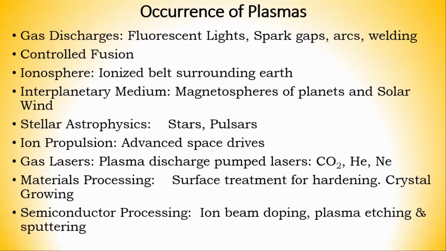In semiconductor processing, like ion beam doping and plasma etching in photolithography, also the plasma is produced, right? So these are the places where you can see the presence of plasma.